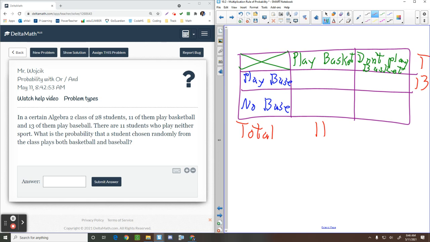But then it says that there are 11 who don't play either. 11 who don't play baseball and who don't play basketball. So that's actually going to go right here because that's the group that doesn't play basketball and doesn't play baseball, right? There's 11 kids that don't play either sport. That would go right there. And then I know that there's a total of 28, so that would go off here to the side. Total of 28. And so I can really just fill out the rest of this table now.